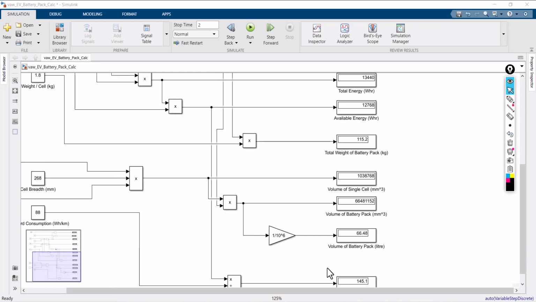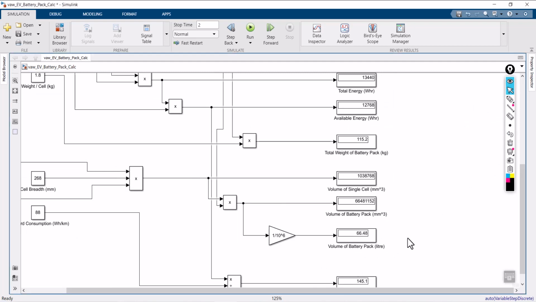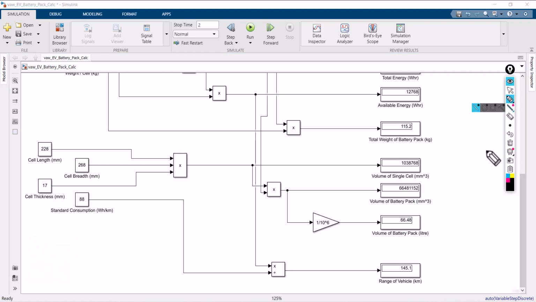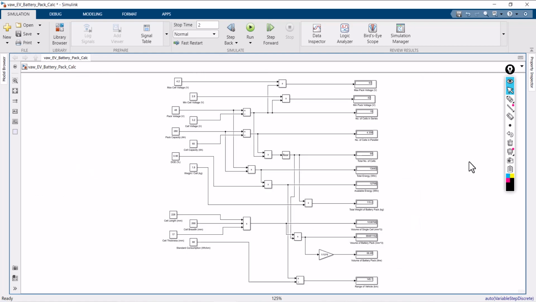The last one is very important, the range. Whatever the range it's given is 145 kilometer. Actually, whatever values I'm using belong to the Mahindra electric vehicle, but it's not the Indian version of the vehicle, it's a European model. You can check it out. So this is how you can use the battery pack calculation.